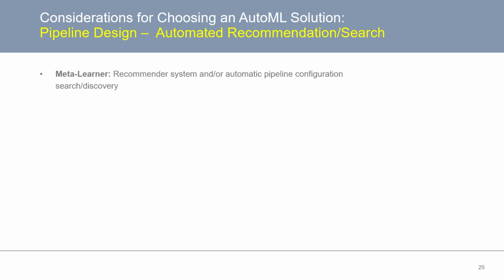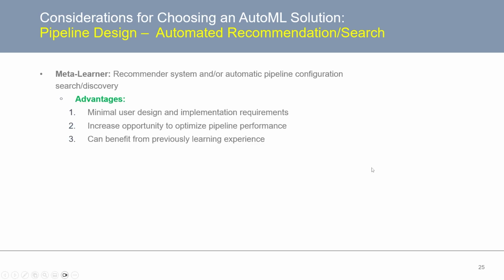And the third pipeline design approach focuses on automated recommendation or search of the pipeline. This has the advantage of minimal user design and implementation, as well as increased opportunity to optimize pipeline performance, as well as a potential opportunity to benefit from previous learning experience on other problems or datasets.